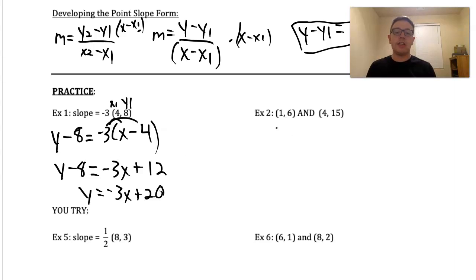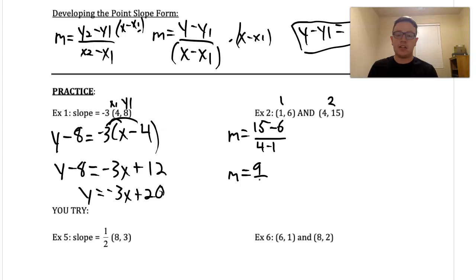It's also handy when we're dealing with 2 points, because we can find our slope. Let's call this point 1 and this point 2. So this becomes y2, or 15, minus 6, over 4 minus 1, which is the same thing as 15 minus 6 is 9 over 3, so m is 3.